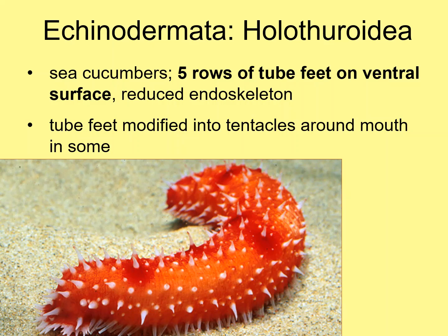And they would have 5 rows of tube feet because we still have pentaradial symmetry, even though these guys are sort of long and skinny looking. As I mentioned earlier, the endoskeleton is reduced, so those calcified plates are really spread out and less numerous, so the whole body is kind of floppy, soggy. And of course, they have some tube feet that are modified into tentacles around their mouth, and a lot of sea cucumbers are detritivores, so just picking up organic matter off the bottom, which again makes them really great recyclers and decomposers.